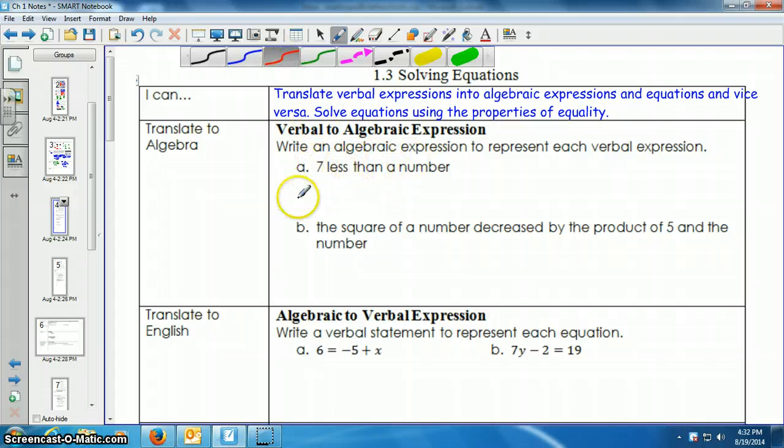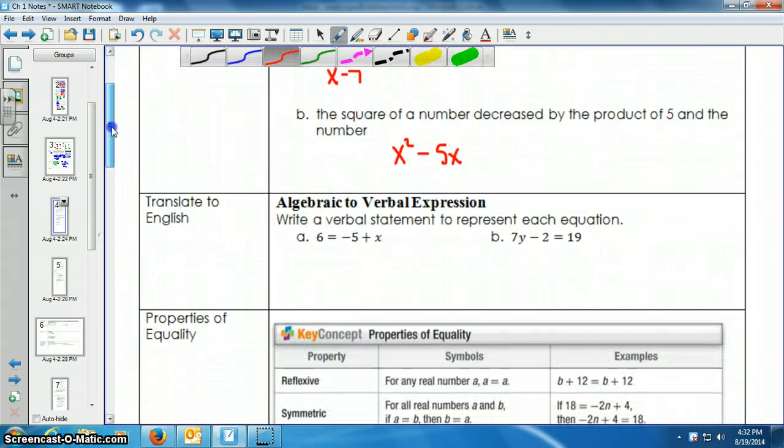So 7 less than a number, and we've seen this before when we're taking 7 away from an unknown number. So we're going to represent that unknown number with a variable. I'm just going to use x and 7 less than. Next is going to be the square of a number decreased by the product of 5 and the number. So the square of a number would be x squared. Decreased by is subtraction. Product means multiplication, so we're going to be multiplying 5 and the number, or 5x. And that's it.